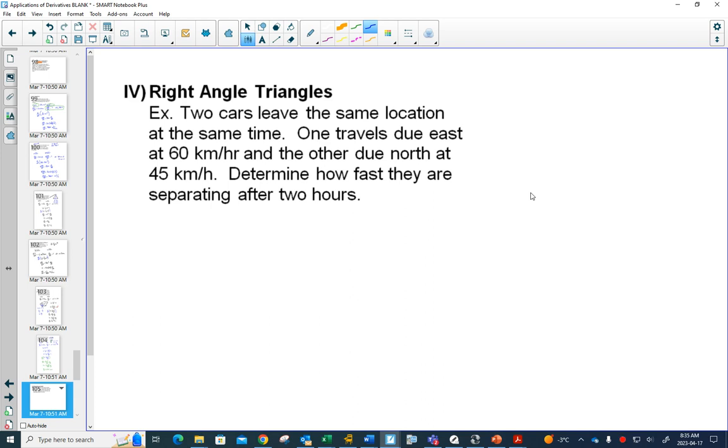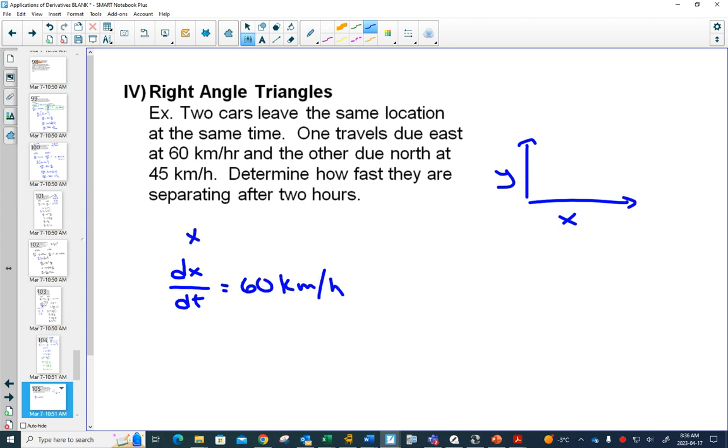One travels east at 60 kilometers per hour, and one travels north at 45 kilometers per hour. So I'm going to think of going north as my y value, and going east as an x value. So in this case, I know that dx/dt is 60 kilometers per hour, which means that x is some function of time. We know that dy/dt is 45 kilometers per hour. So y is a function of time.